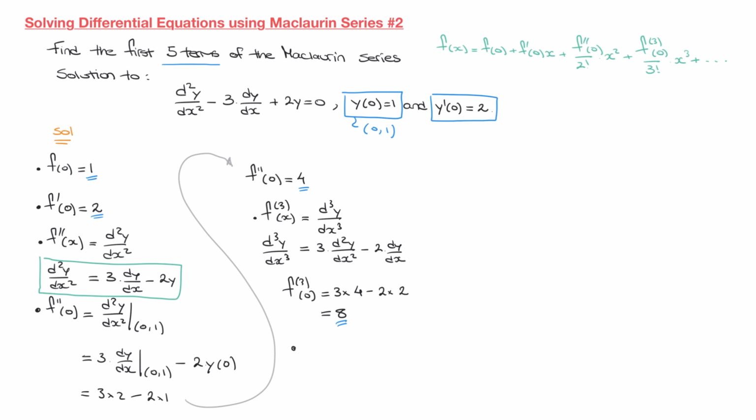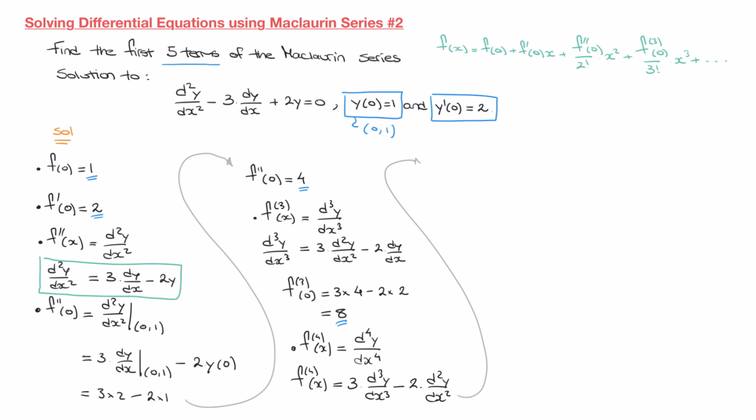We're nearly there. We now need an expression for the fourth derivative, which can also be written as d to the power of 4 y over dx to the power of 4. And to obtain an expression for this derivative, we differentiate the expression we had for the third derivative up here. So let's go ahead. Differentiating the right-hand side with respect to x, we quickly obtain 3 times the third derivative, minus 2 times the derivative of dy dx, which will be the second derivative. There we go. That's the expression for the fourth derivative.